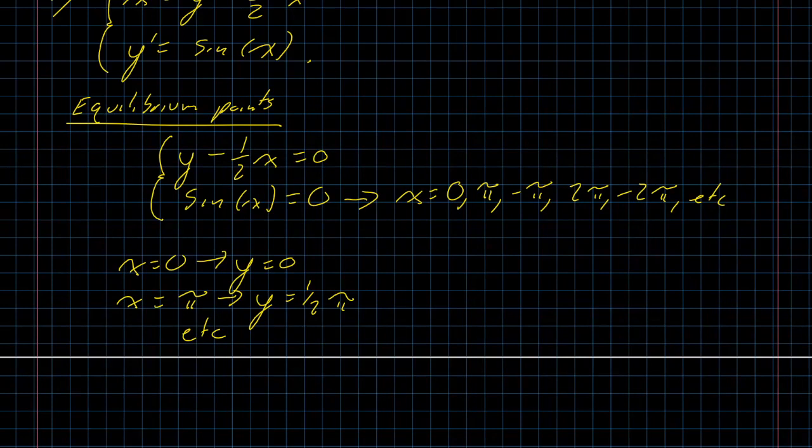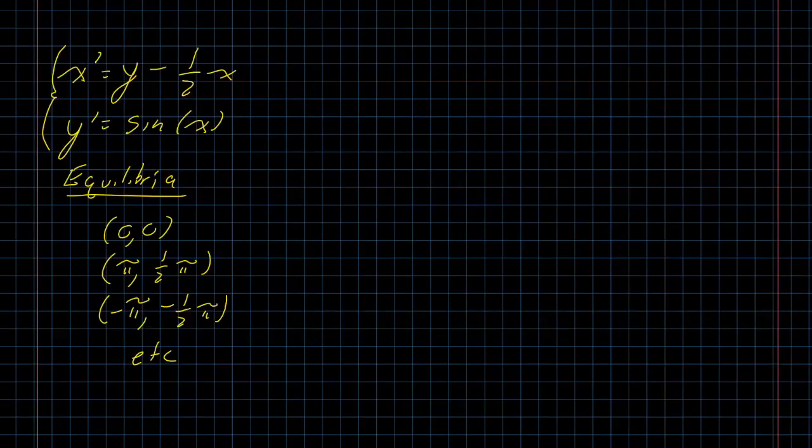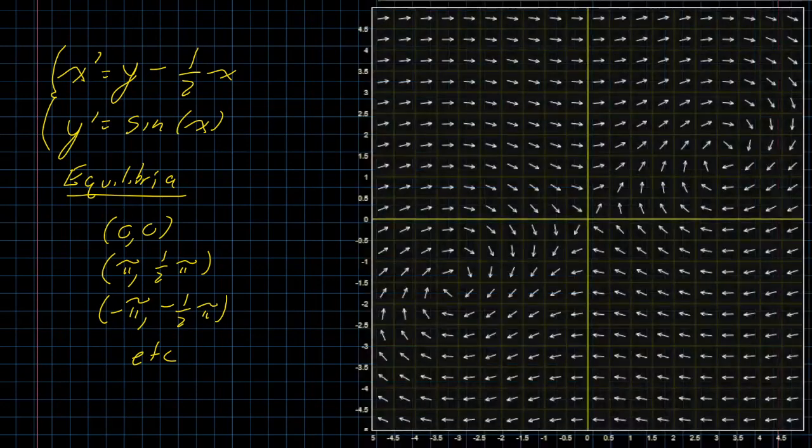Let me clean this up a little bit so that I can bring the phase portrait onto the screen. I listed out the equilibrium points: x equals 0, y equals 0, x equals pi, y equals 1/2 pi. I'm also going to list x equals negative pi, y equals negative 1/2 pi, because that's the last one that fits on the screen.